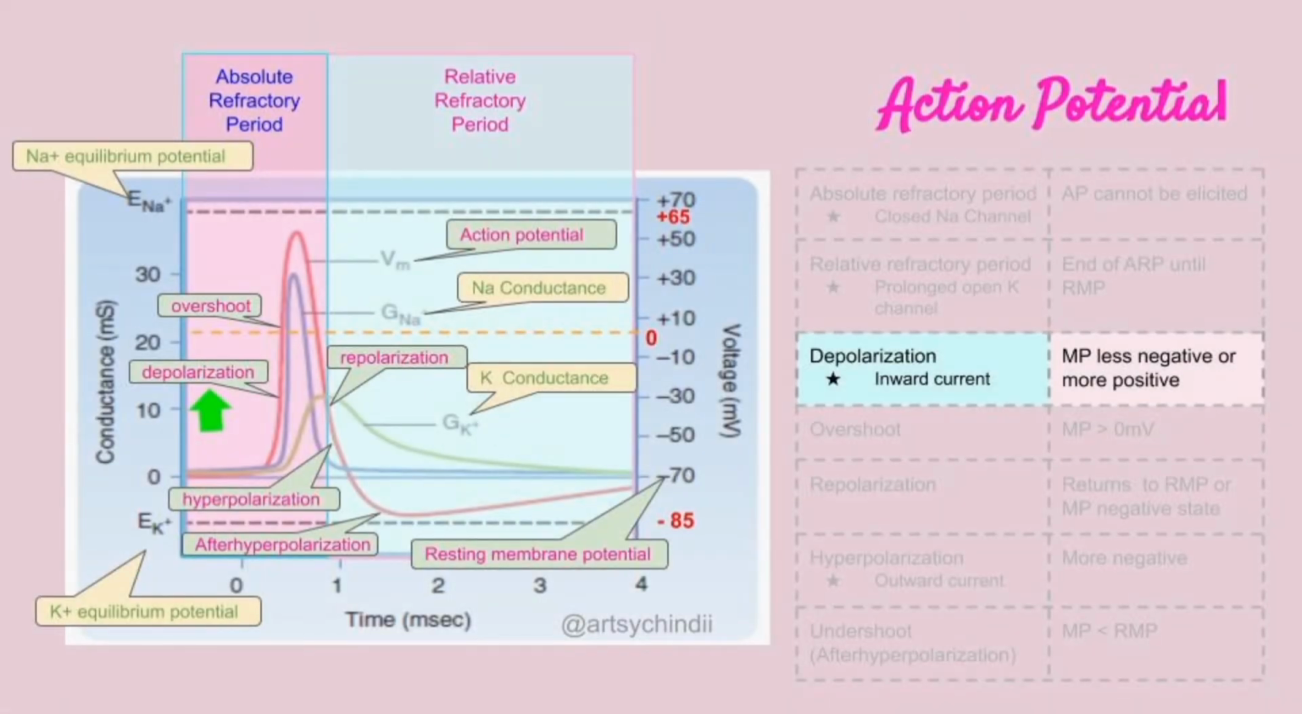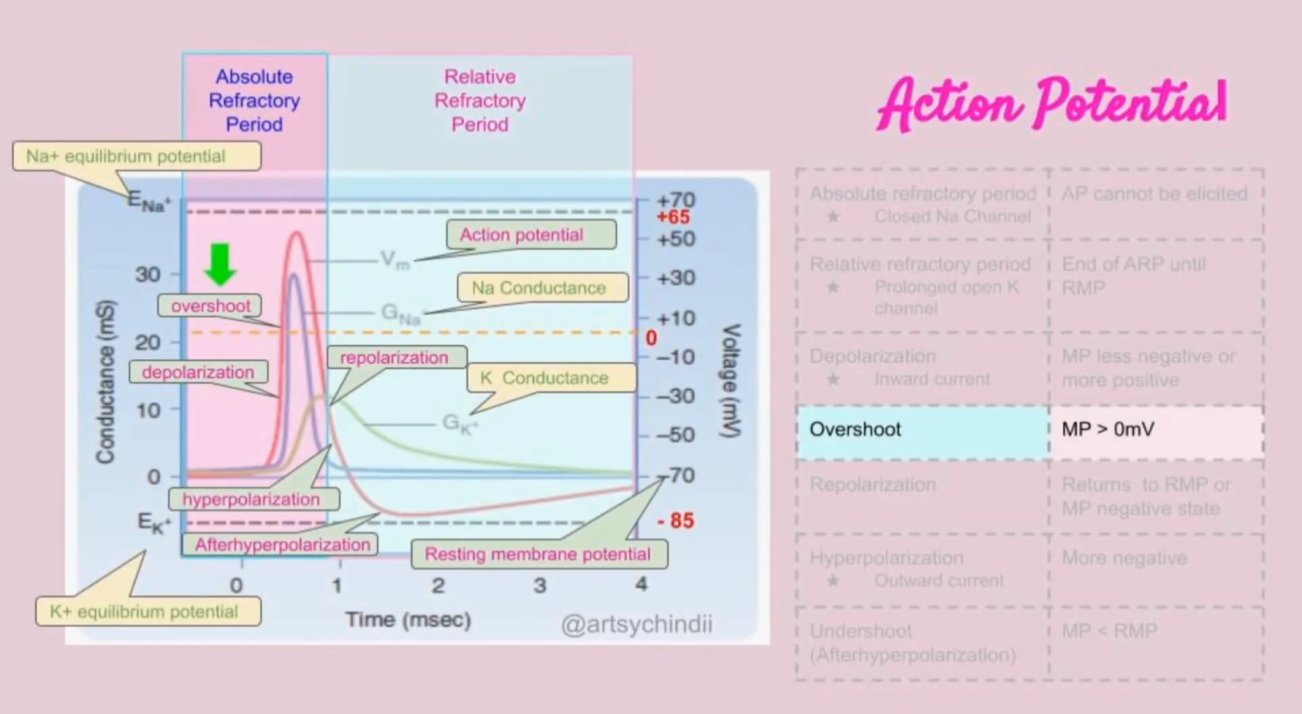Depolarization makes the membrane potential less negative. The cell interior becomes less negative. The inward current is the flow of the positive charge into the cell. The inward current depolarizes the membrane potential. Overshoot occurs during an action potential when membrane potential is more than 0 millivolt.